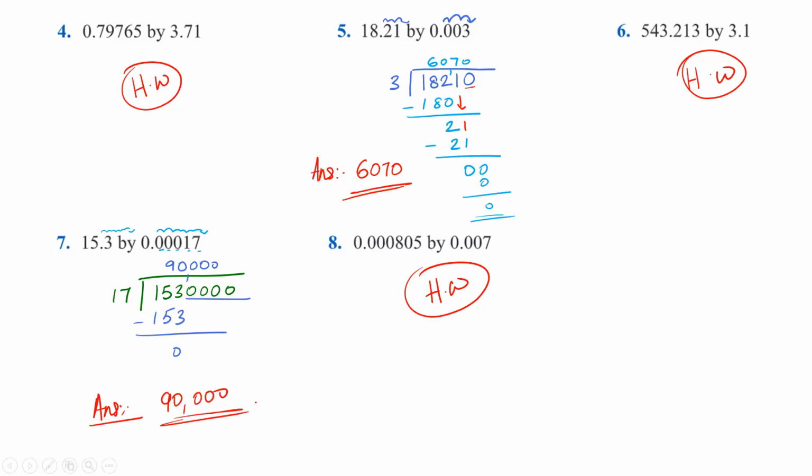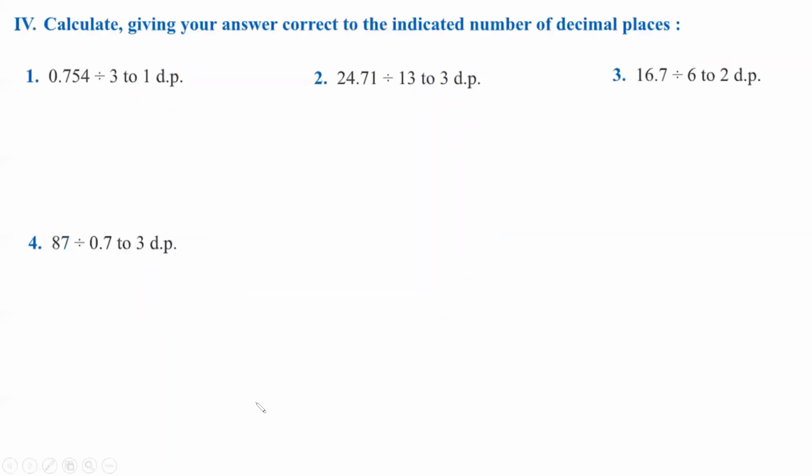Do the other questions as homework. The next one, the 5th one, is where we round off to a given number of decimal places, such as 1 decimal or 3 decimals. We will do this tomorrow.